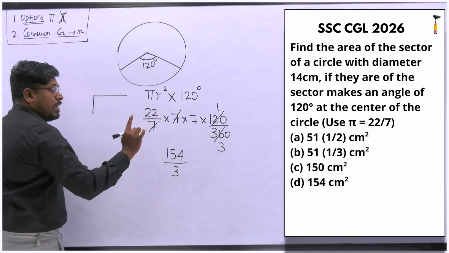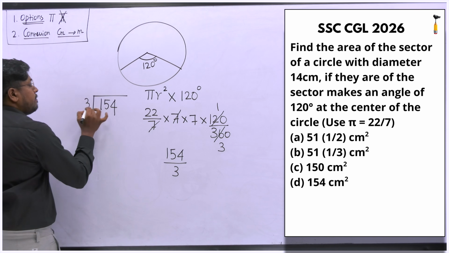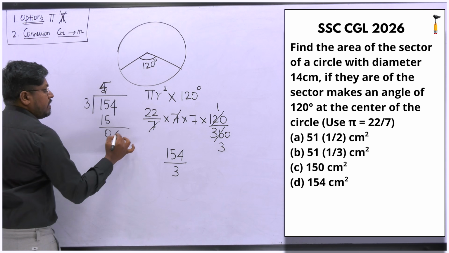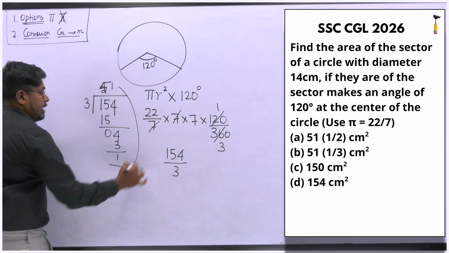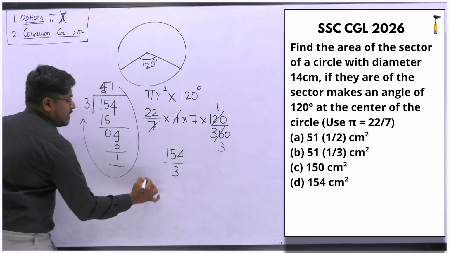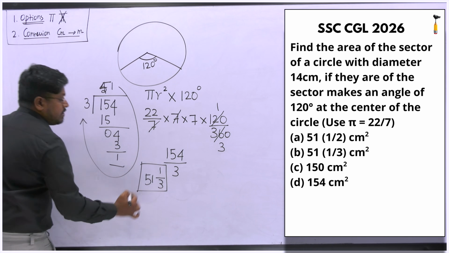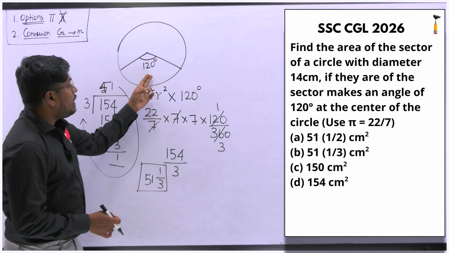Some of the options values are in a mixed fraction. So better divide 154 by 3. So 4 3s are 12, or else 5 3s are 15, directly, which is 0 here. We have 4. 1 times 3, 1. So write in a clockwise direction. So we have 51 1 by 3. That's it. So the answer for this question is 51 1 by 3, which is the area of this sector part.